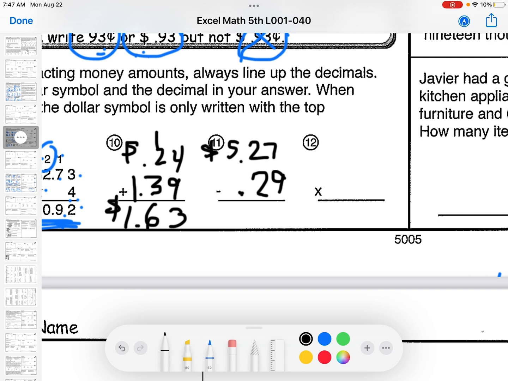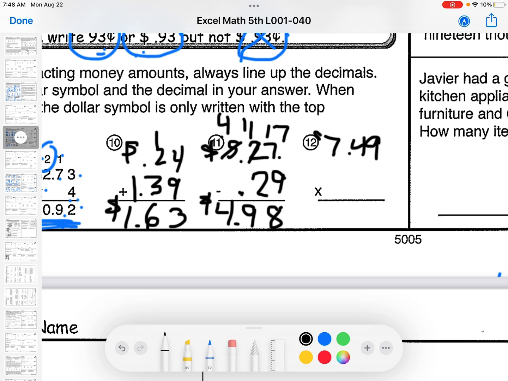I already should have done number 11. Here we go. 7 minus 9 is not 2. Got to regroup, make that a 1. This becomes 17. 17 minus 9 is 8. And 1 minus 2 can't do it. Regroup, make that 11. 11 minus 2 is 9. 4 take away nothing is 4. Put a decimal point in there and a $ sign in your answer. Did you remember to do that? Got to fix it. All right, number 12, and we're almost done.